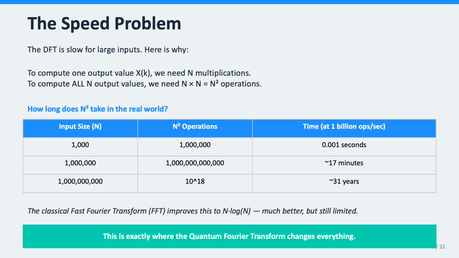Here is where the quantum Fourier transform, or QFT, changes everything. For a small number of qubits, say 30, those qubits can represent over a billion values simultaneously in superposition. The QFT transforms all of those values using only around 900 gate operations. Compare that to 30 billion for the FFT or a quintillion for the DFT, and you begin to see why the QFT is so extraordinary. This exponential gap is what makes it one of the most important algorithms in all of quantum computing.